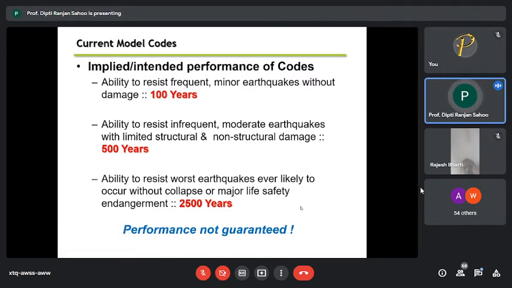Now, the second question is, what is the definition of a minor earthquake? What the code intends is that a minor earthquake has a return period of around 100 years, a moderate earthquake around 500 years, and a severe earthquake around 2500 years. But with all these definitions of the earthquakes, and also the damage, the performance is not always guaranteed.